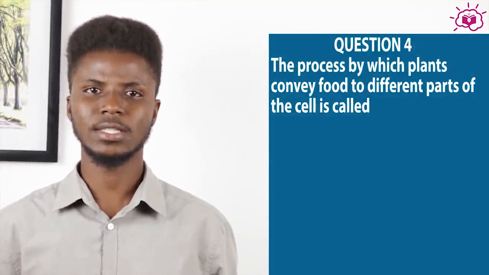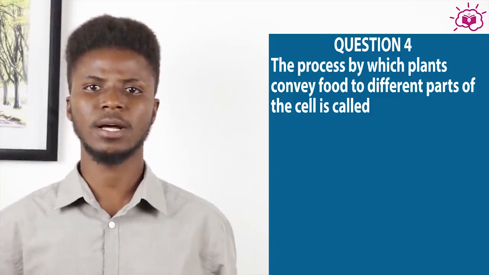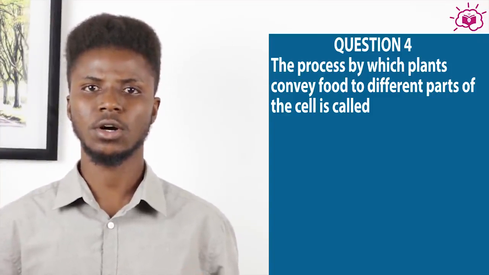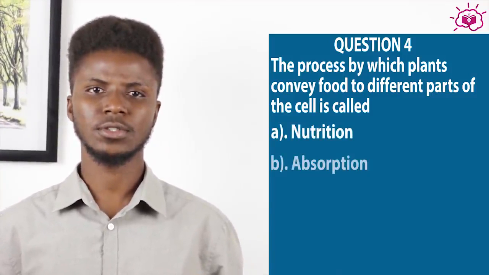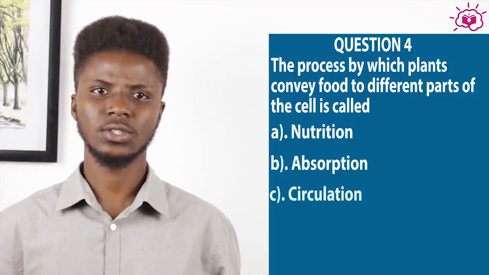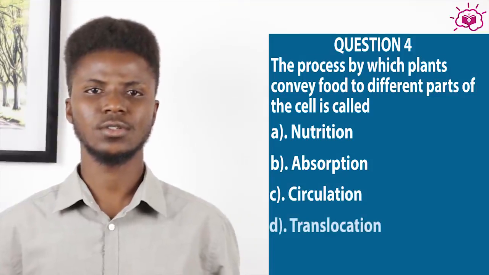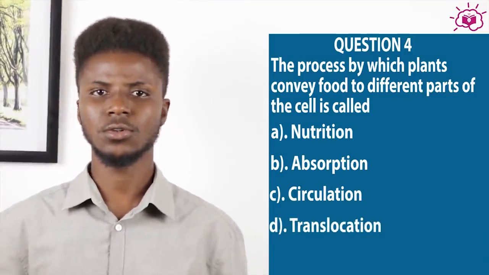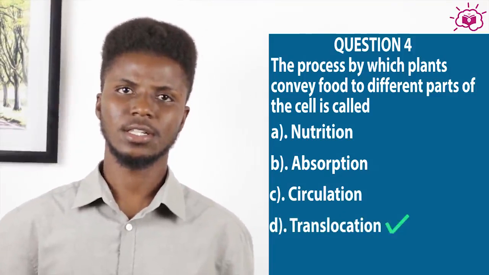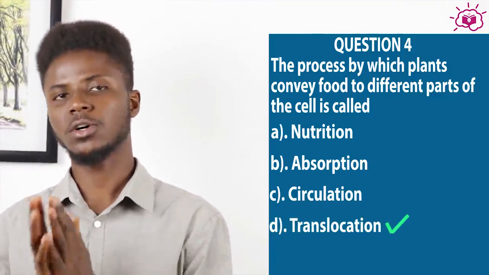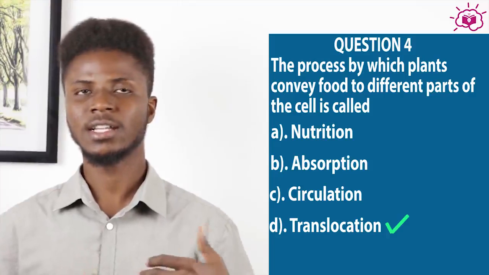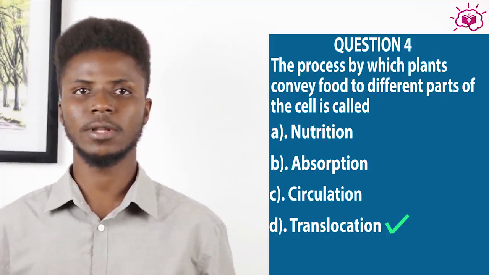Fourth question. The process by which plants convey food to different parts of the cells is called A. Nutrition. B. Absorption. C. Circulation. And D. Translocation. And the answer, as you should know, is D. Translocation. Food and other nutrients produced in the leaf are transported to other parts of the plant through translocation.